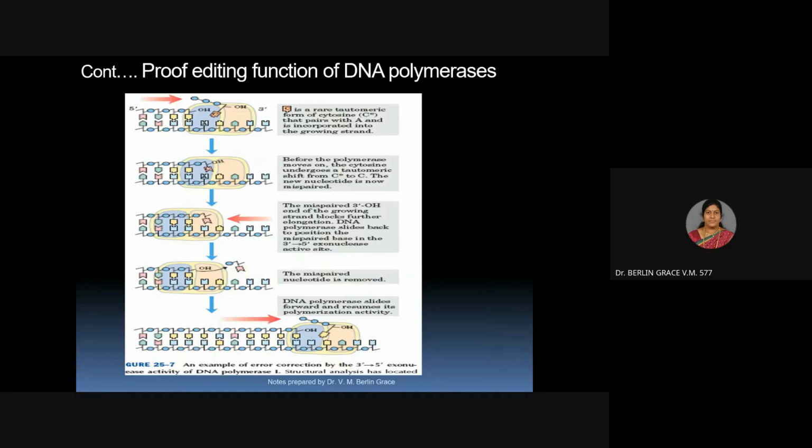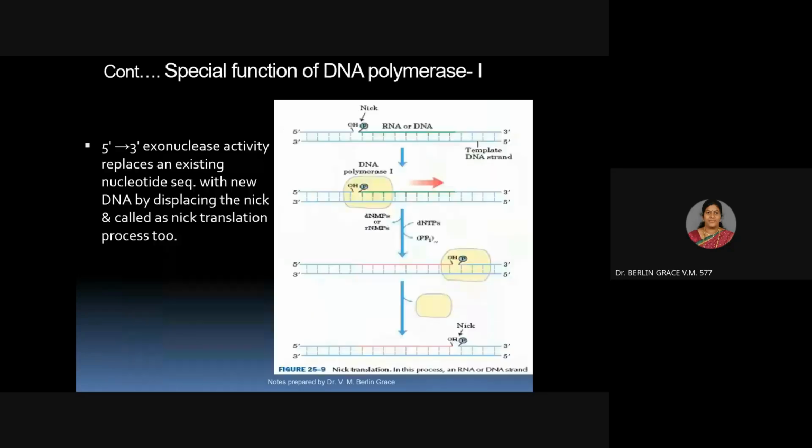All three, 1, 2, and 3, perform the proofreading function of DNA polymerase. It will go back and edit the mistake and then move forward. This is a special function of DNA polymerase 1. Once the replication is over, the Okazaki fragments are removed by this method, or if any nick is there, that nick will be moved from that position to another position by replacing the existing DNA. It is done by DNA polymerase 1.